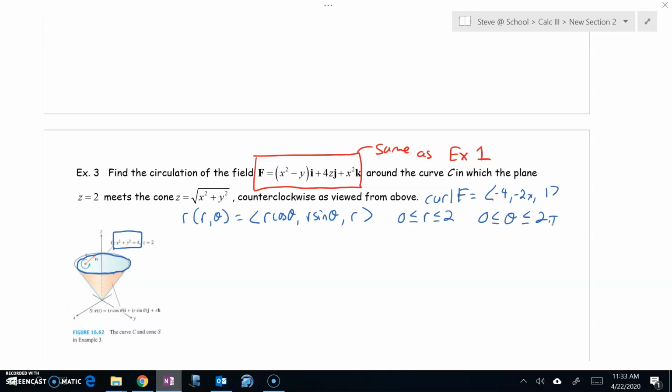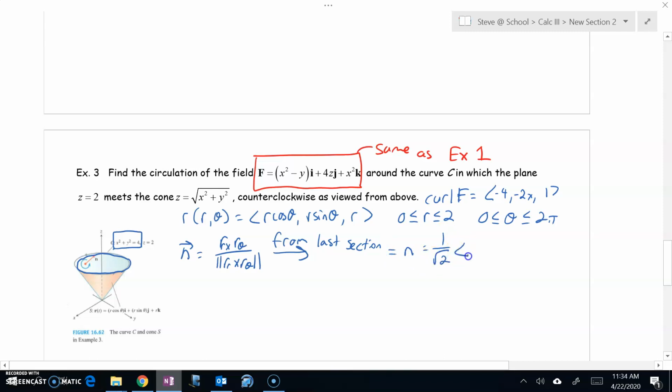So what we need now is a few things. We need the normal vector. The normal vector is always the cross product of each piece divided by its magnitude, because remember, a cross product gives you a normal vector. Now, again, we did this from the last section. I'm going to skip the work because you guys know how to do a cross product and take partial derivatives. We end up with the normal vector being 1 over root 2 times negative cosine theta, comma negative sine theta, comma 1. Okay, so there's n.